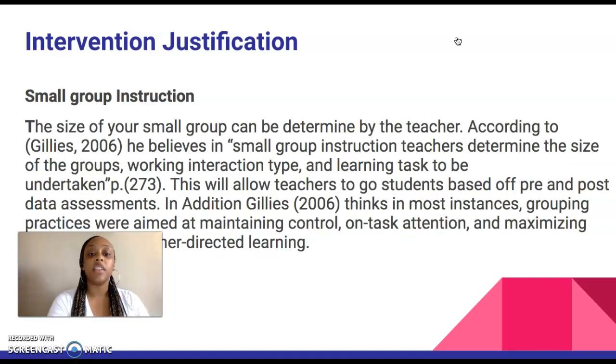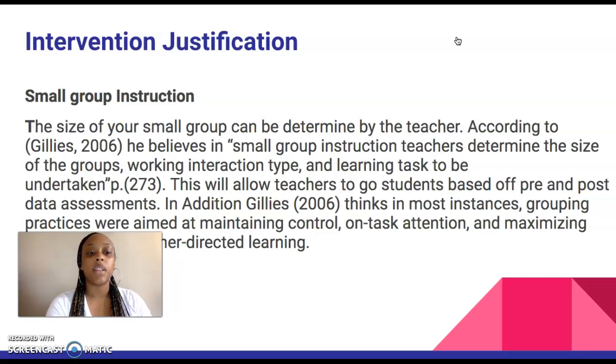Again, the size of your small group can be determined by the teacher. However, it is good that the teacher still maintains a small group of 4 to 6 students. I don't recommend having a group larger than 6. I mean, some teachers can master it, but for this particular intervention, I prefer that teachers have no more than 4 to 6 students in their group. And the size of your group can be determined by the teacher.